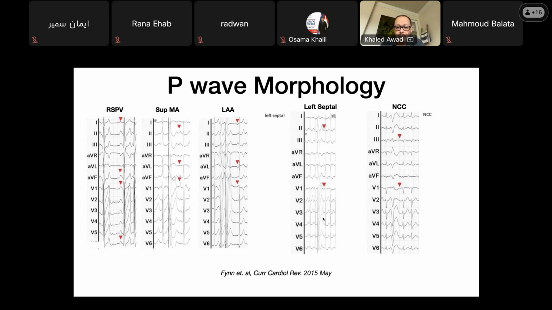It's almost even hard to tell any polarity on this. But if you look very hard, you can see it's negative in V1, negative in V2, then turns positive. What did we say? This sounds like right atrium. And it's very, very narrow. It's probably septal.